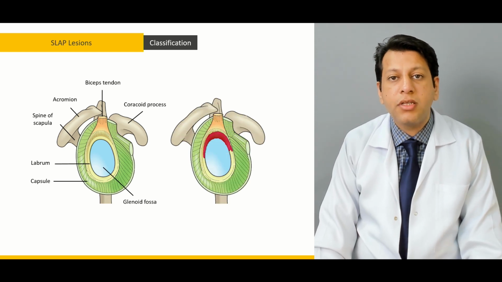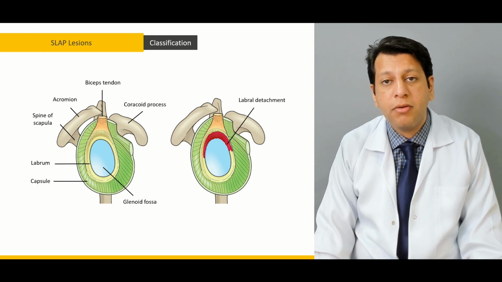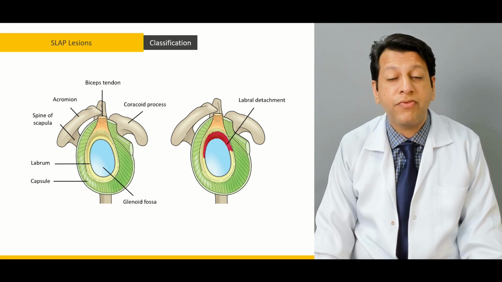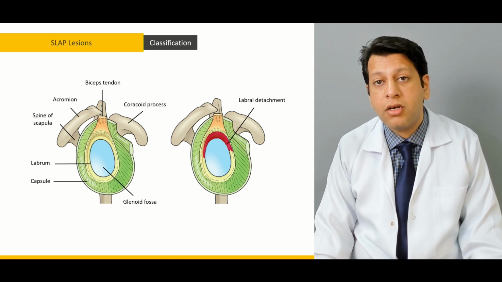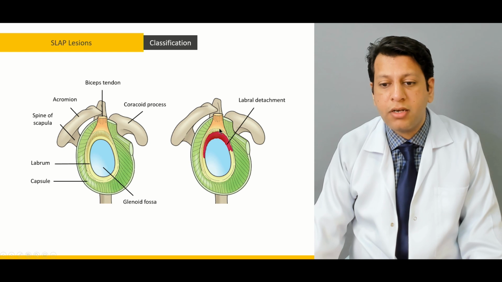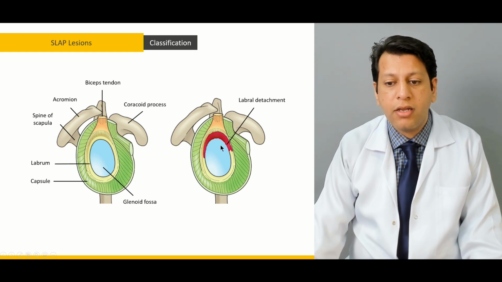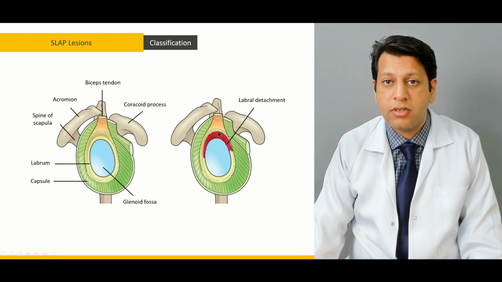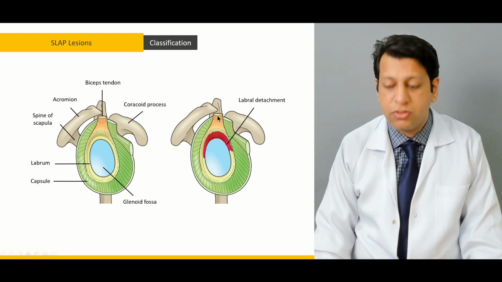This is what happens when there is a tear: the labrum gets detached, which may be associated with just fraying of it, which is type 1, or there may be a whole tear without disturbance of the biceps tendon anchor, or there may be a bucket handle tear with some disturbance or fraying of this anchor as well. Type 4 would mean a bucket handle tear along with avulsion of the biceps anchor as well.